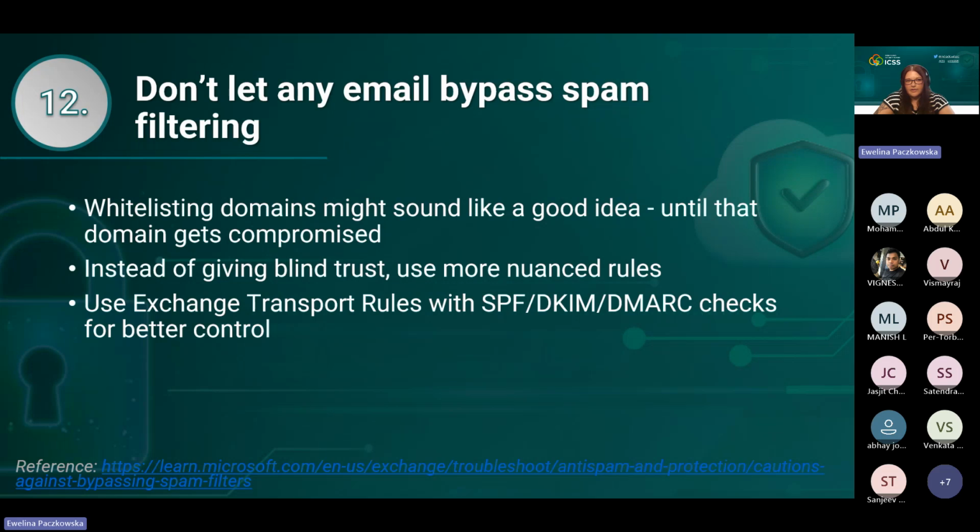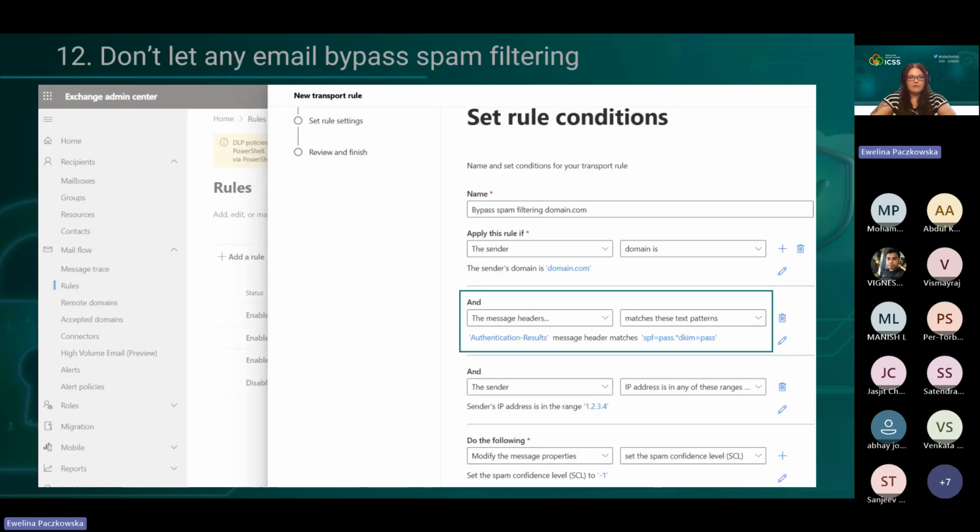What I'm recommending here is to use Exchange transport rules with some additional checks, like the check for SPF, DKIM, DMARC for better control. So how would you do that? Well, within the Exchange Admin Center, if you go over to the mail flow rules, you can add a rule or just edit an existing one.